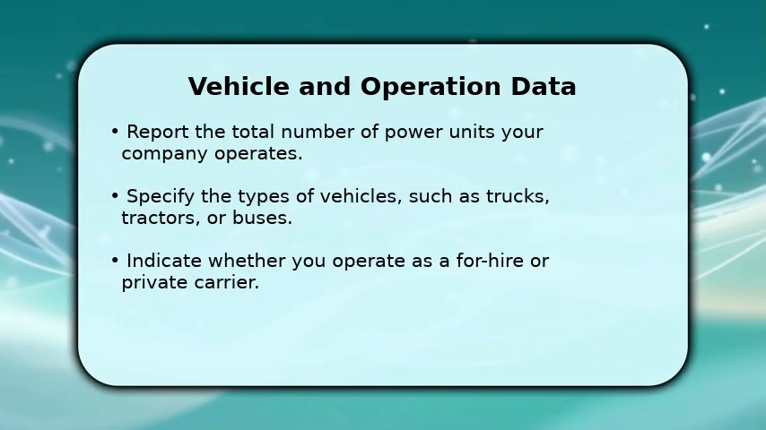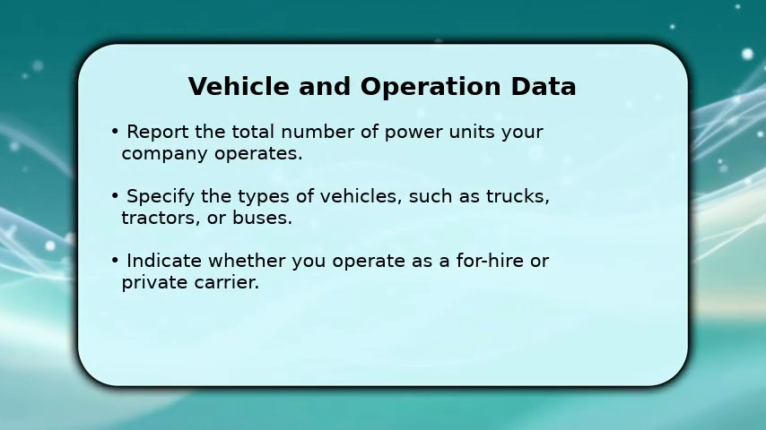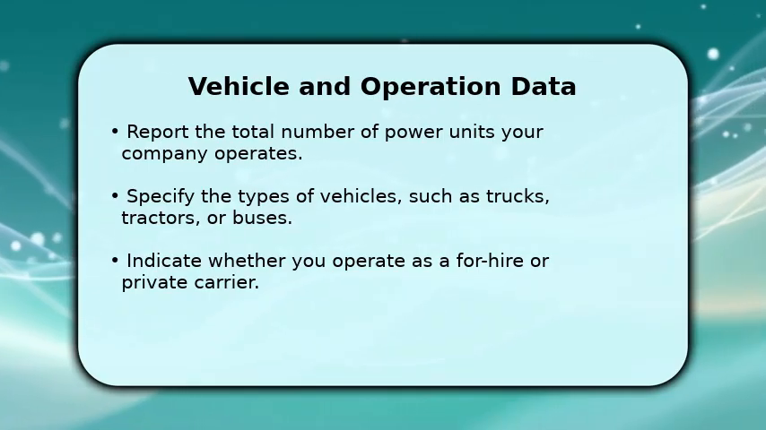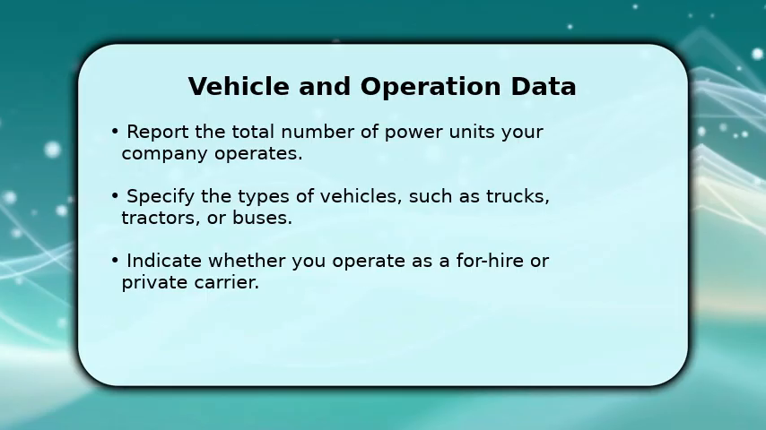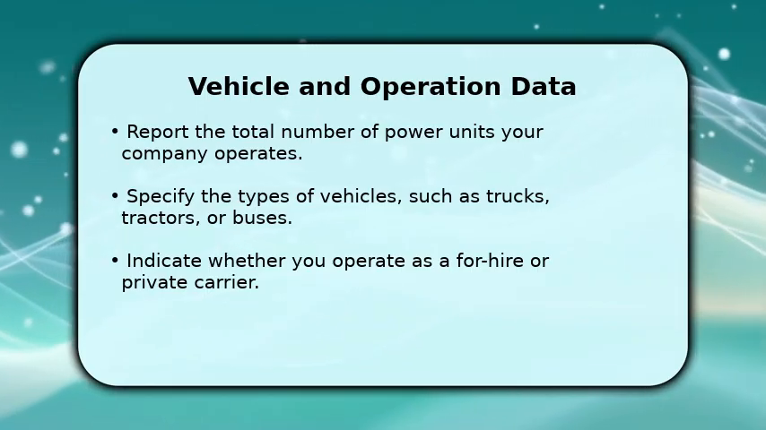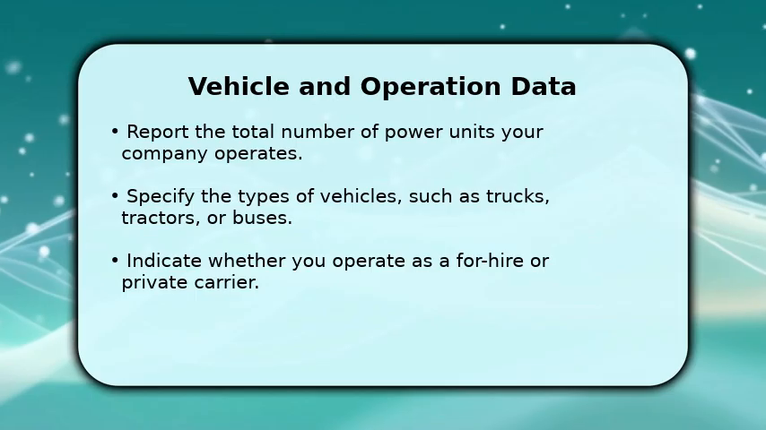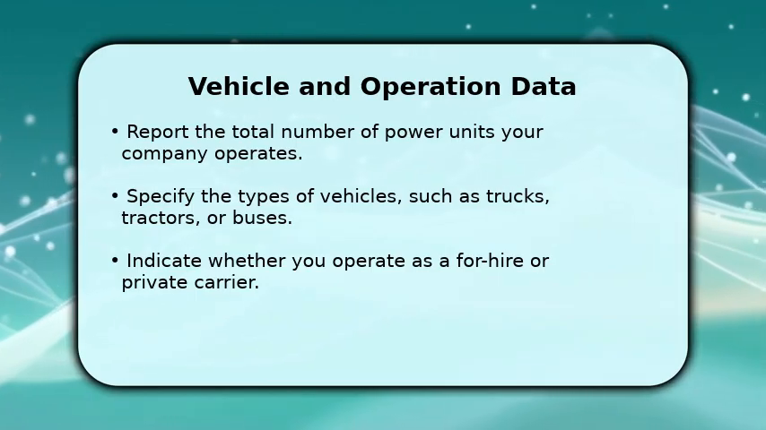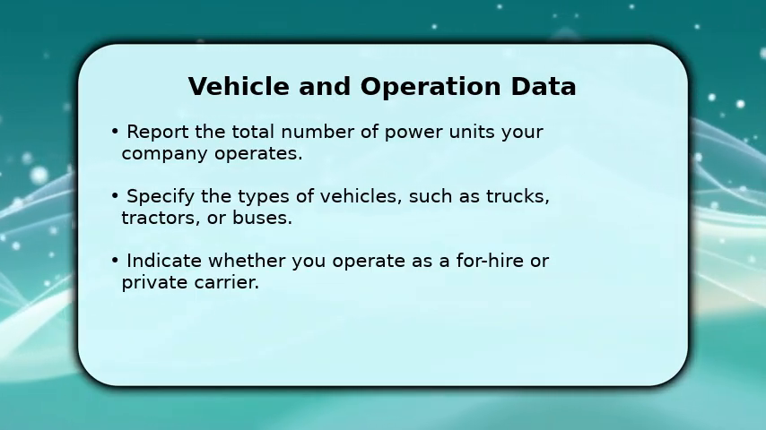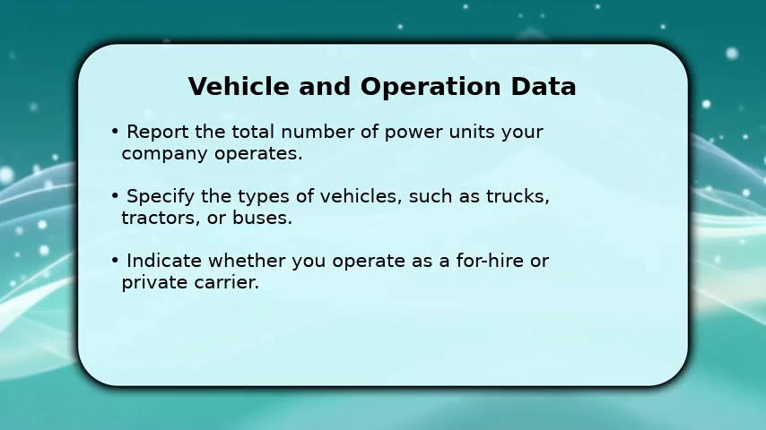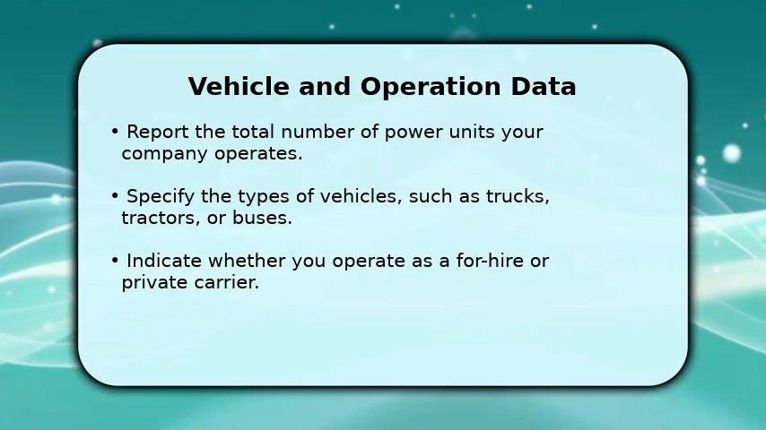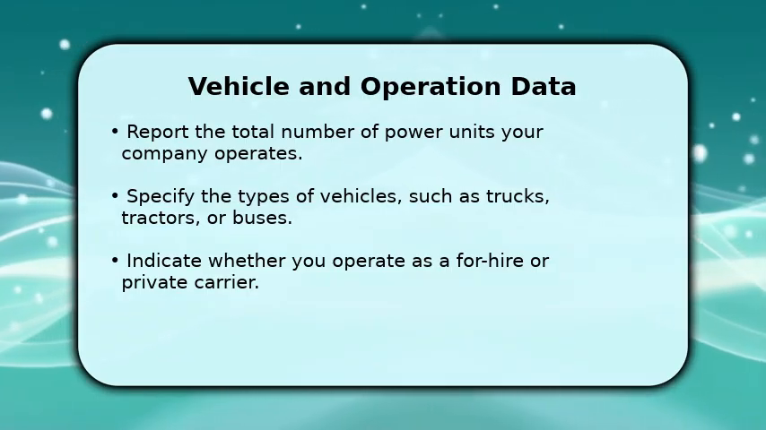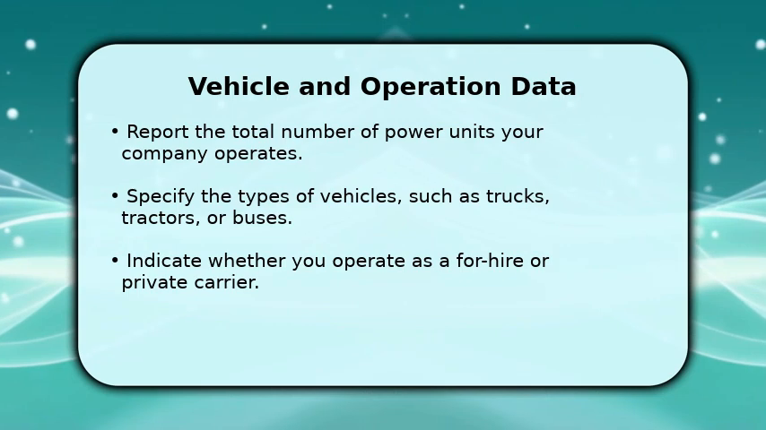Moving on, you'll need to provide details about your fleet and operations. Accurately report the total number of power units your company operates, including all trucks, tractors, and buses. Clearly specify if you operate as a for-hire carrier, transporting goods for others, or as a private carrier, moving your own property. Also, indicate if you transport passengers. This section helps the FMCSA understand your operational scope.